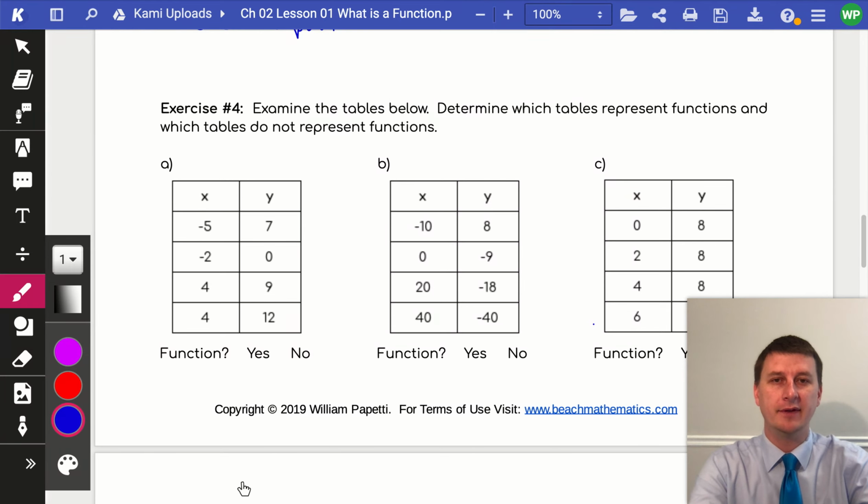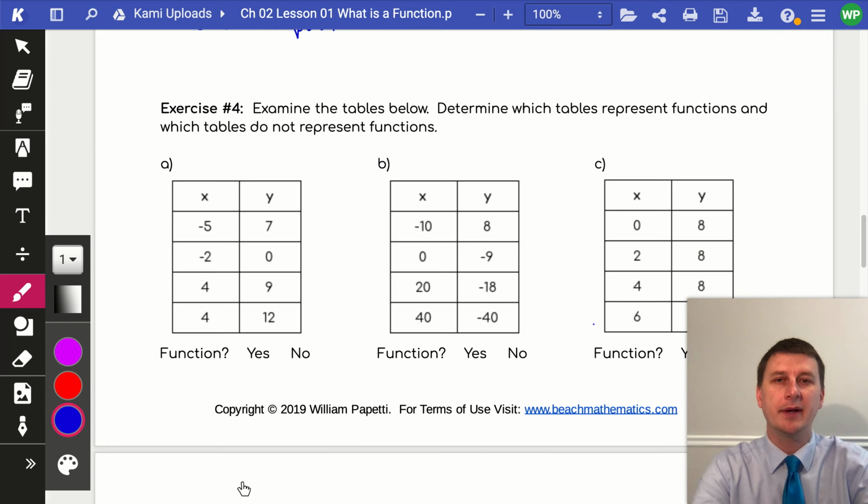And in this video, we're going to continue on our lesson on what is a function. If you haven't watched the videos from exercises 1 through 3, I suggest you go back and catch up in order to get to this point. Otherwise, we're ready for exercise number 4, where it says to examine the tables below. Determine which tables represent functions and which tables do not.